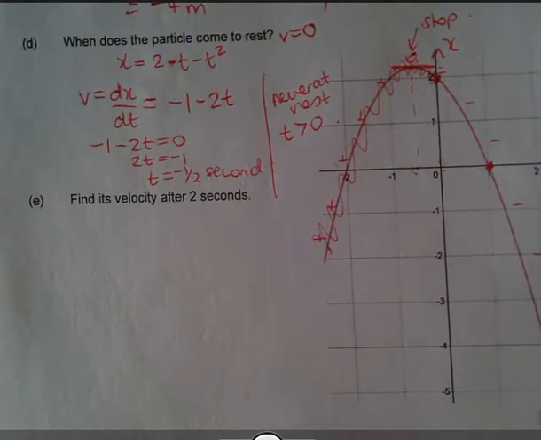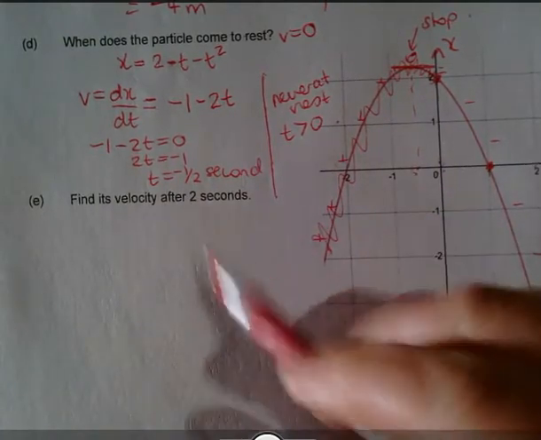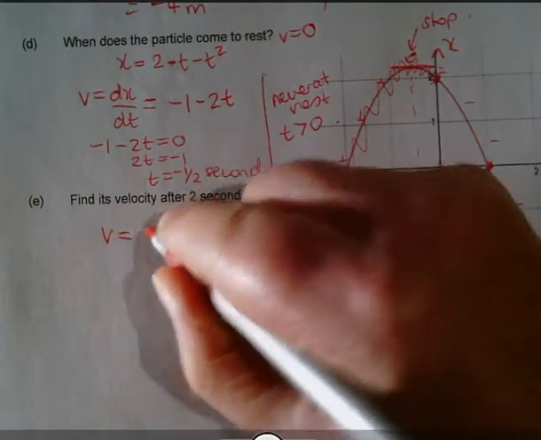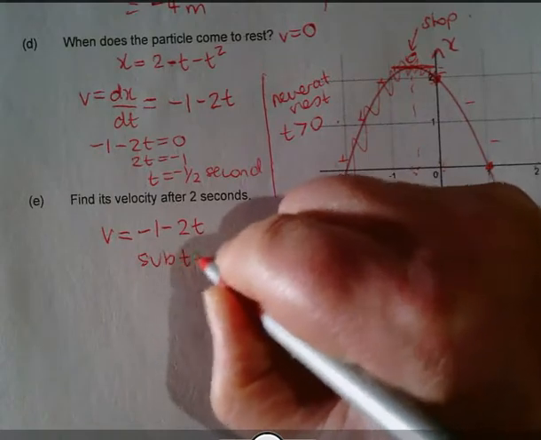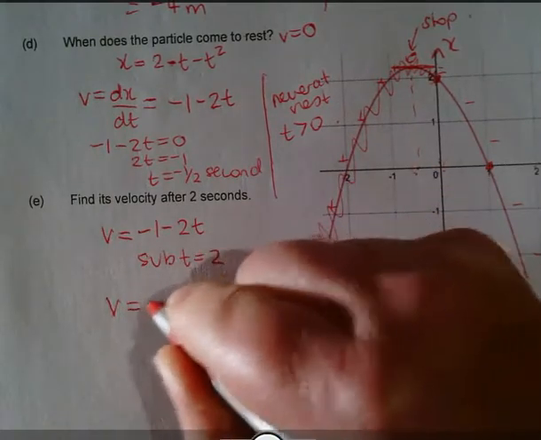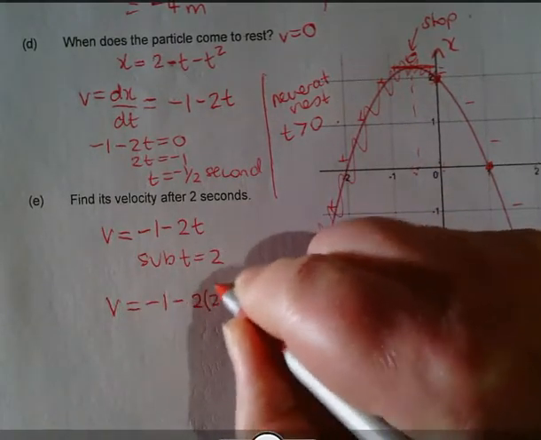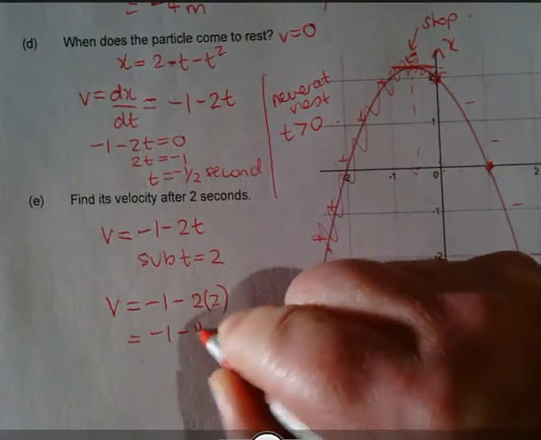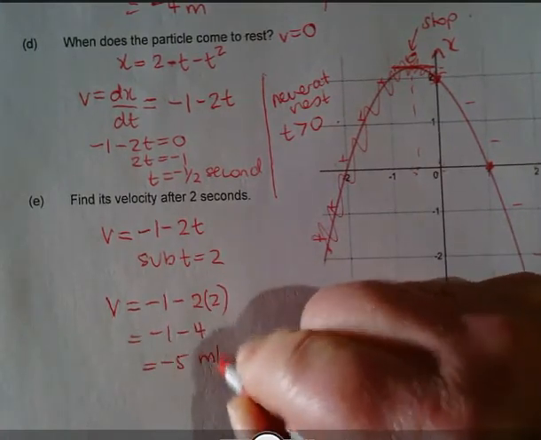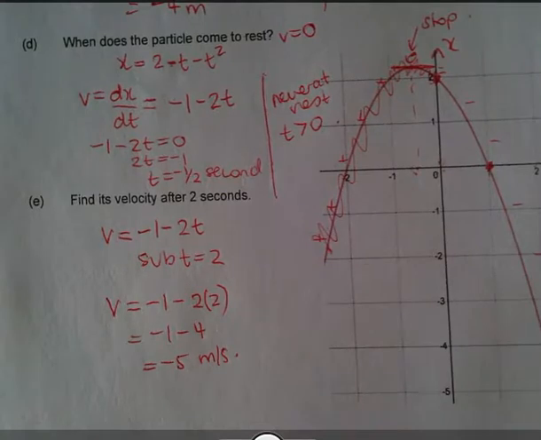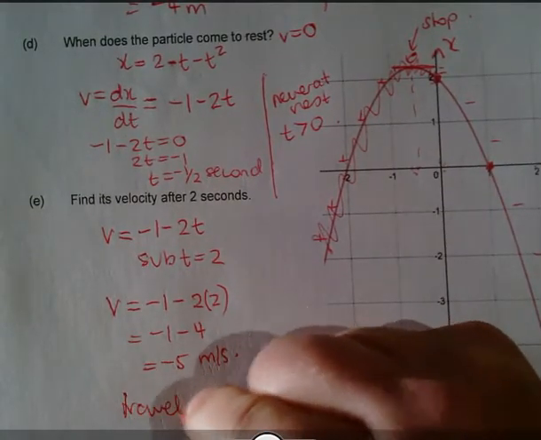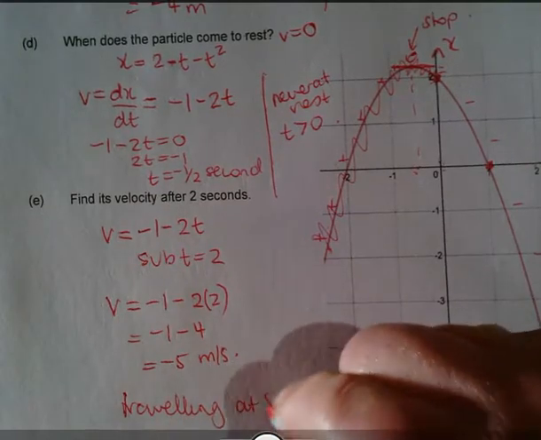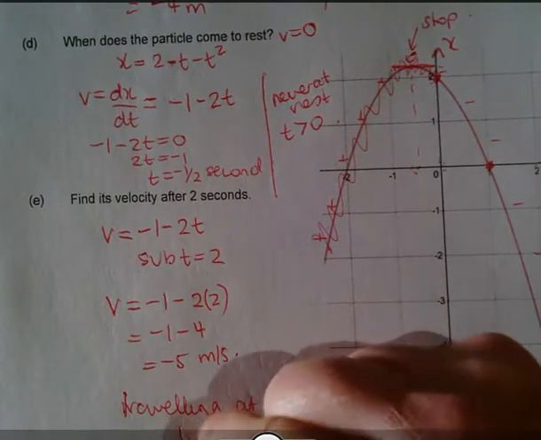Okay? And the other question was to find the velocity after 2 seconds. Now I know that velocity is -1 minus 2t. And then I sub time is 2. So I get velocity is -1 minus 2 times 2. So it's -1 minus 4, which is -5 meters per second. Now it doesn't mean that I'm traveling at negative speed. It means I'm traveling at 5 meters per second to the left.